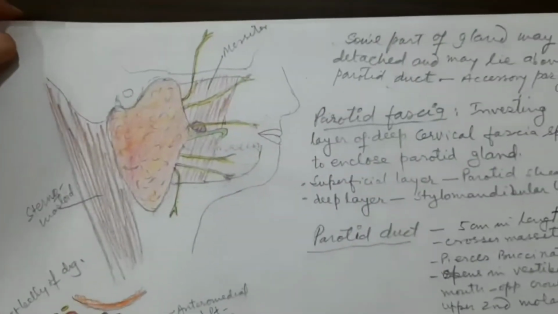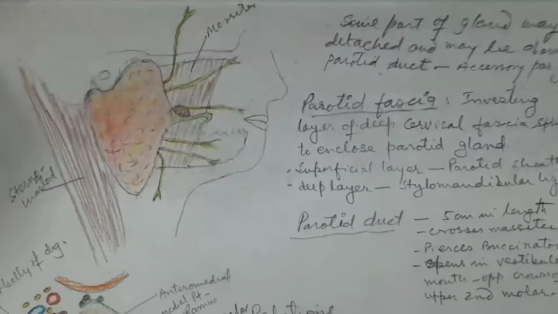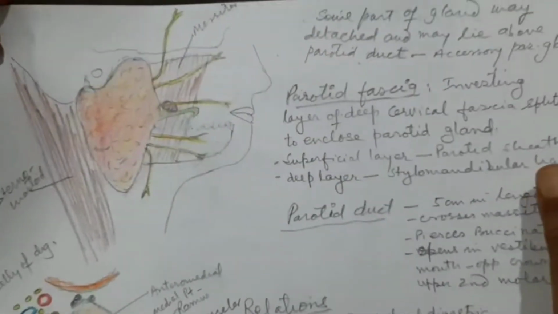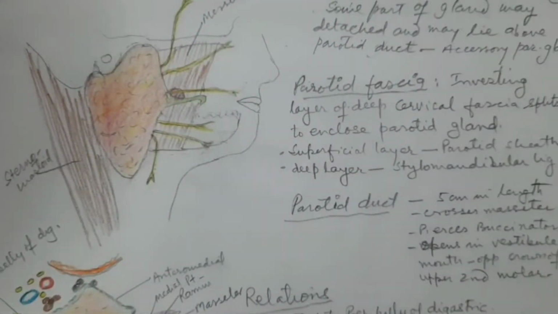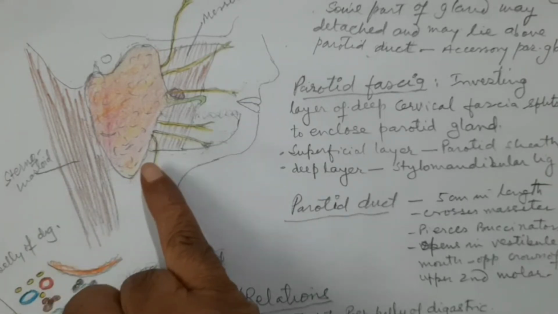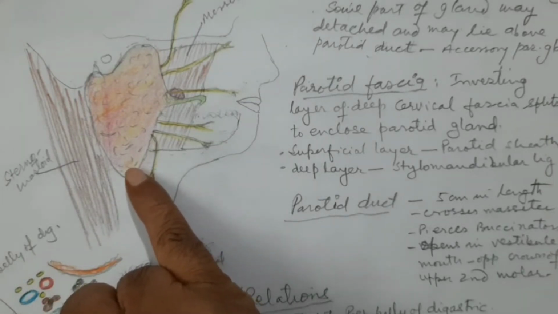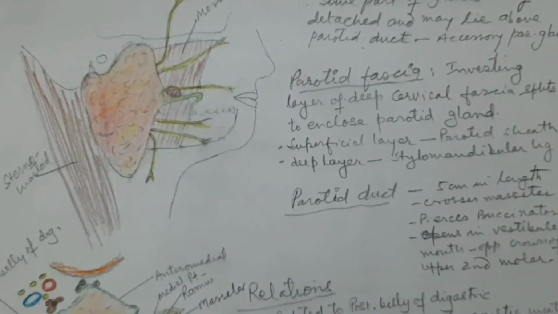Now, what is the parotid fascia? This parotid gland is covered by the deep cervical fascia. At the apex of the gland, the deep cervical fascia will split to enclose the gland. While it is splitting, there are two layers or laminae, a superficial layer and a deep layer. So this splits into two.